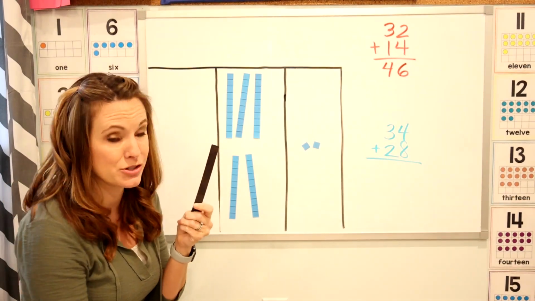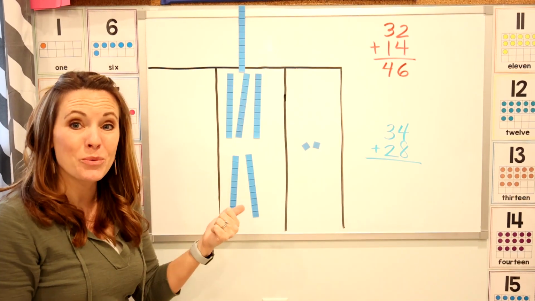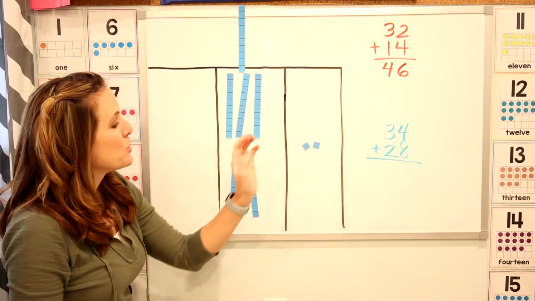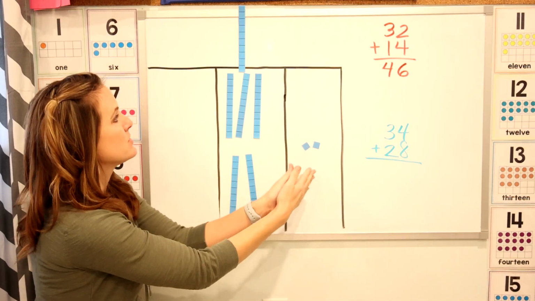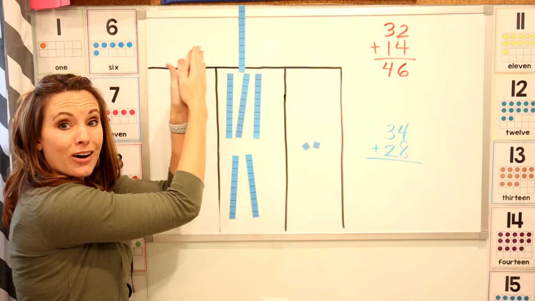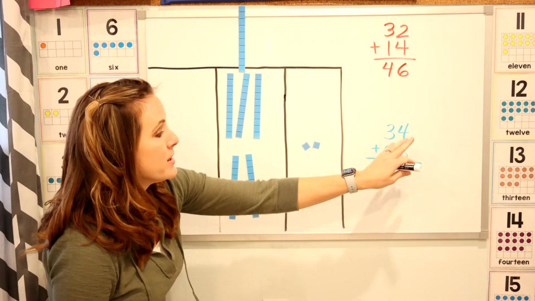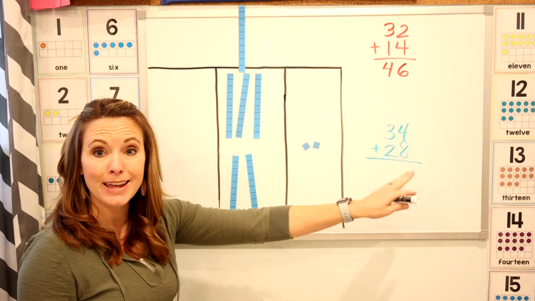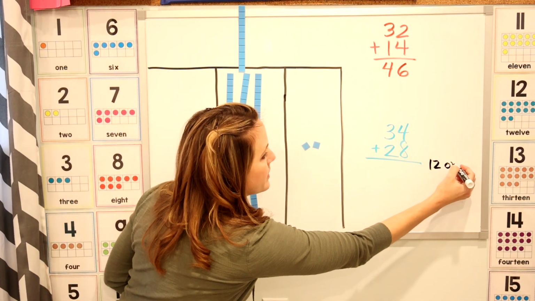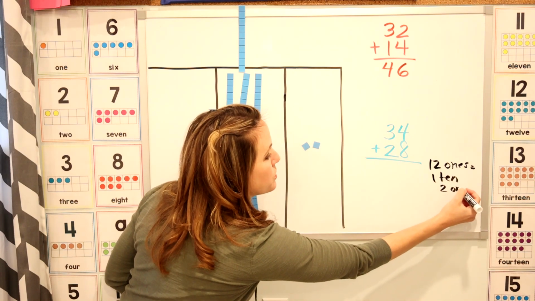Now here's the other thing I want you to do. I want you to place the 10 on top. Do you know why I want the 10 up top? Because it looks like this. So whenever they rename 10 ones for a 10 or 10 tens for 100 or whatever it is, I always place it on top. Because now when we come over here and we add, we can say 4 ones and 8 ones is 12 ones. And I'm actually going to put it right here. 12 ones can be renamed as 1 10 and 2 ones.